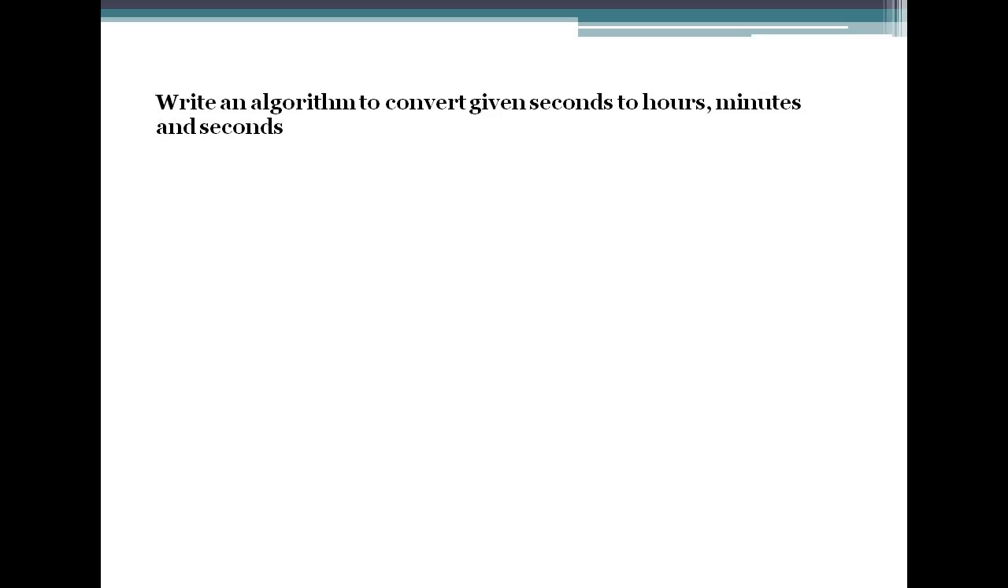Write an algorithm to convert given seconds to hours, minutes and seconds. In this question we are going to input the number of seconds. The first step will be start. Side by side I have also shown you an example of how this algorithm will work. Second step, read seconds. Suppose we take seconds, that is SEC, as 4765. We are going to convert this 4765 into hours, minutes and seconds.